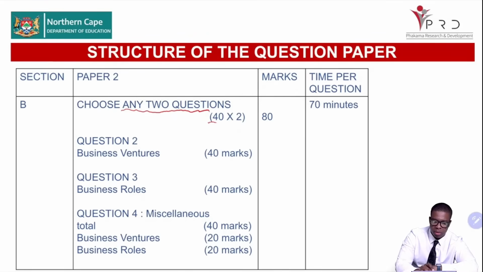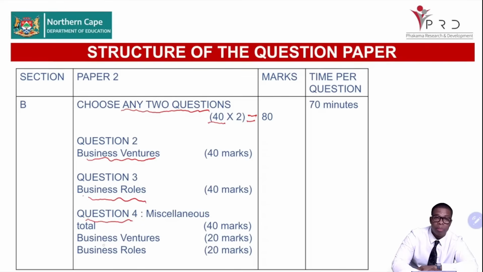Each question is allocated 40. Hence, we say 40 times 2 equals 80. Now, question 2 will be allocated 40 marks, and the main topic that will be assessed there is business ventures. Then question 3 will be allocated 40 as well, and the main topic that will be assessed there would be business rules. And then we have the miscellaneous question, which is question 4.